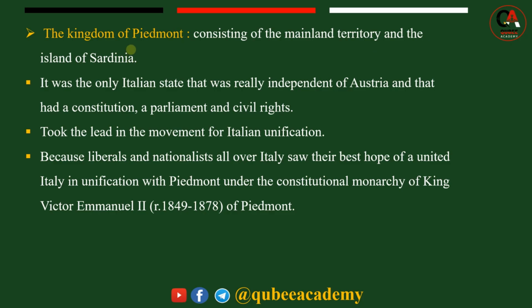This state is known as the only independent state in Italy before the Italian unification. It was the only Italian state that was really independent of Austria and that had a constitution, a parliament, and civil rights, which became the nucleus for the unification of Italy.